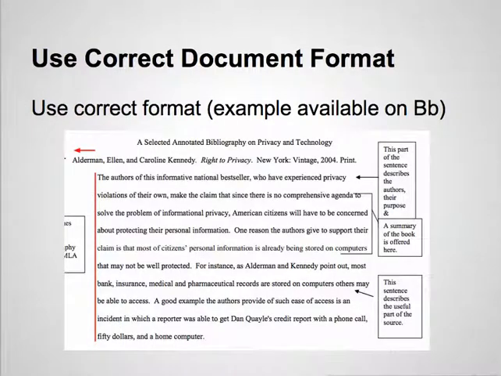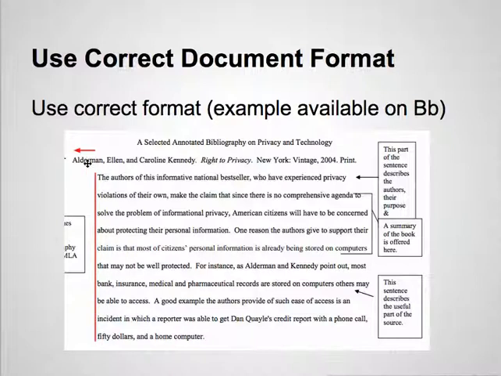Okay, well, what else can you do to excel in this project? Use the correct document format. There's an example on Blackboard that you've been asked to read, and I'm just repeating that example here. The correct document format is for the annotated bibliography to have a title, Annotated Bibliography. Each entry starts on the left, and every additional line is indented one indent.